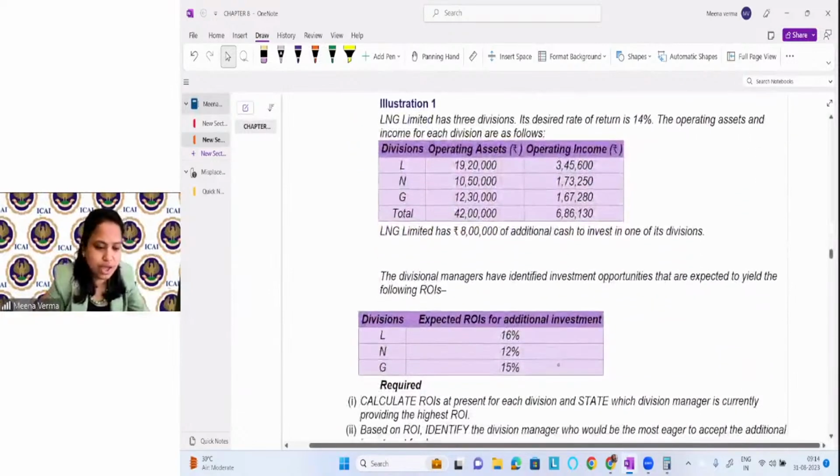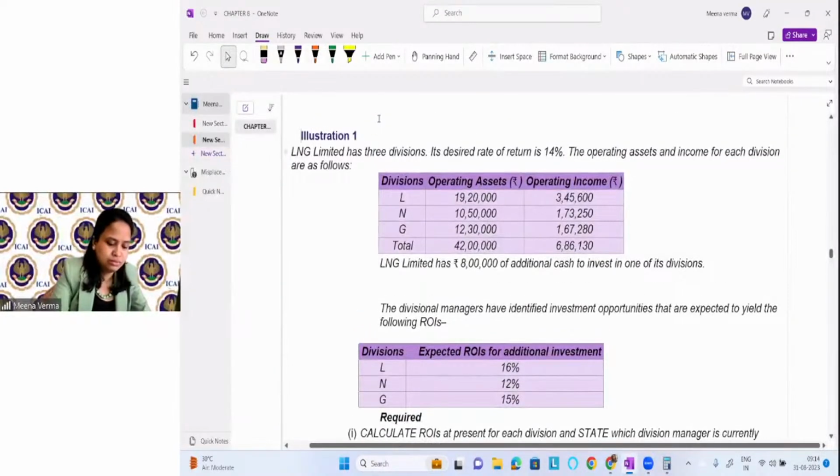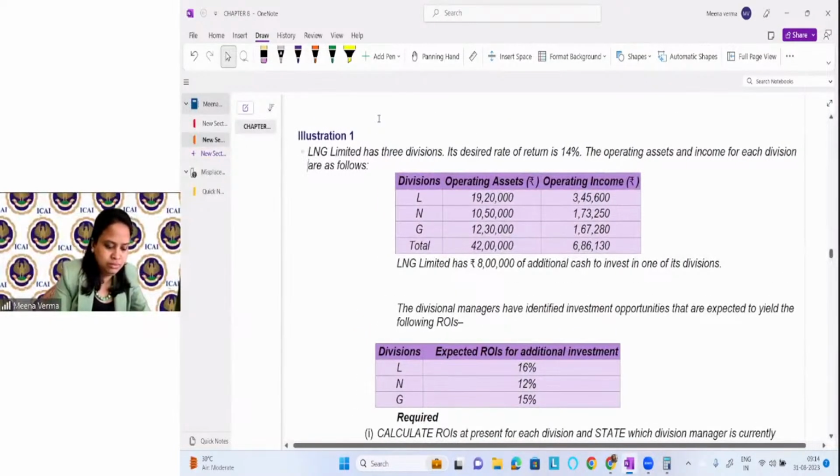Okay. Now we have time. Let's do some more questions. Read this question and try to solve this. Yes, read it.